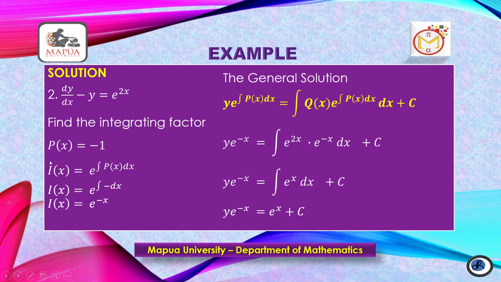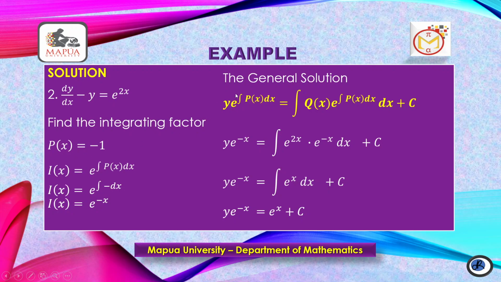Therefore, we can find the integrating factor, which is e raised to integral of p of x dx. And since the p of x is negative 1, this is simply negative dx. Then we can evaluate the integral as negative x. So our integrating factor is e raised to negative x.